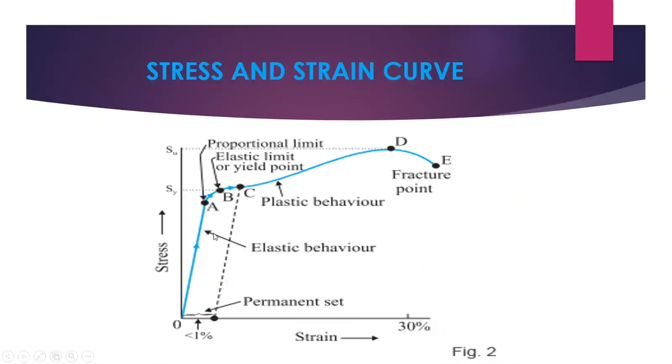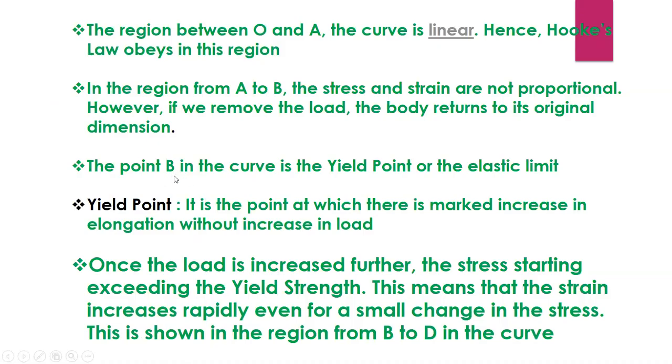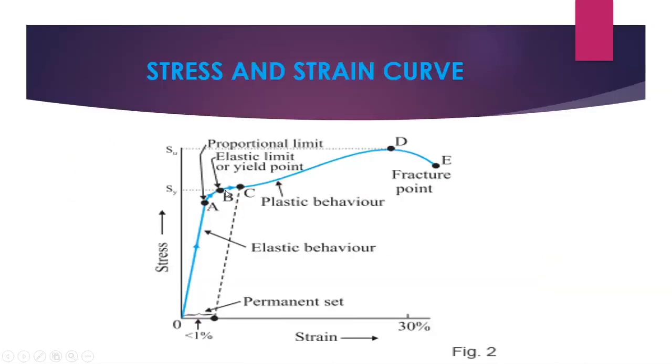So when the length of the body is 100 meters and you apply the force, it will become 102 meters. When you remove the force, it will automatically come back to 100 meters. So that is the region A to B. The point B in the curve is known as the yield point or elastic limit. The point B is a very important point, known as the elastic limit or yield point.